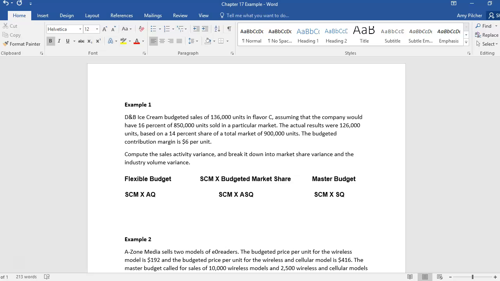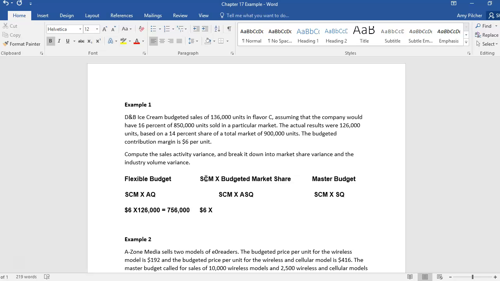So for our standard contribution margin, it's already told us it's $6 per unit. Our actual results were 126,000 units, which equals $756,000.